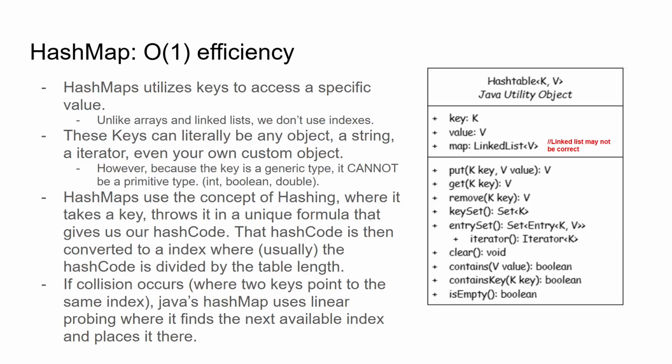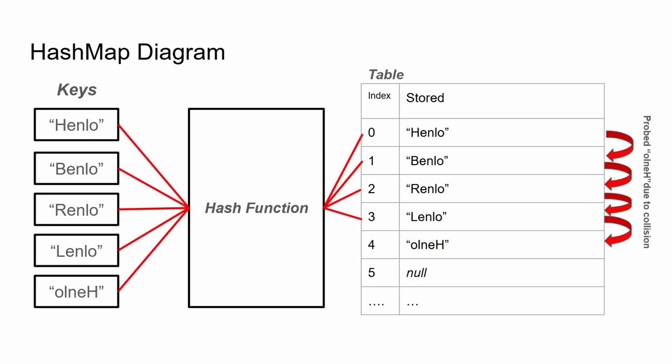Collision occurs when 2 hash codes of 2 different key objects point to the same index. To combat this, we use probing. I believe that the hash map uses linear probing, where the algorithm checks for the next available spot on the table. At worst case, the hash map placing an object is O of n, or linear time. Here is a representation of a hash map.